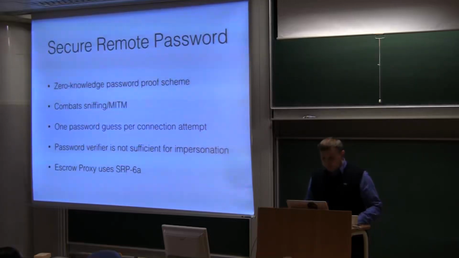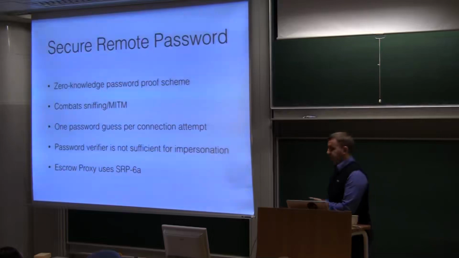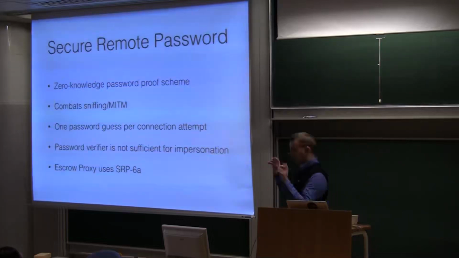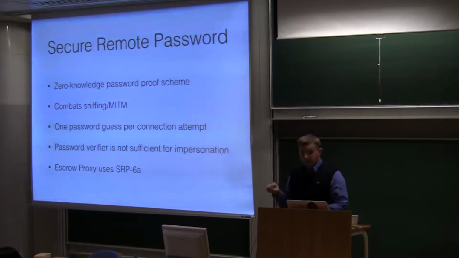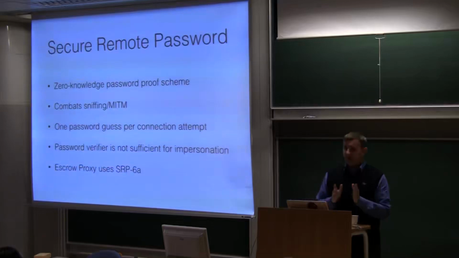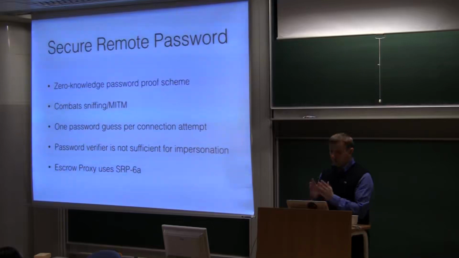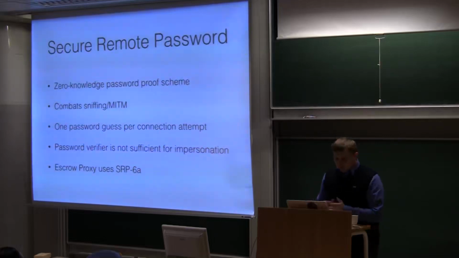Another thing is that the password verifier is not sufficient for impersonation. This means that if server storage gets compromised, for example, if somebody gets hold of all the hashes, which are called password verifiers, from Apple, they will not be able to use those password verifiers directly to impersonate you as a user. They will first have to run a brute force to recover the original passwords. And escrow proxy uses the latest flavor of this protocol, which is SRP6A.